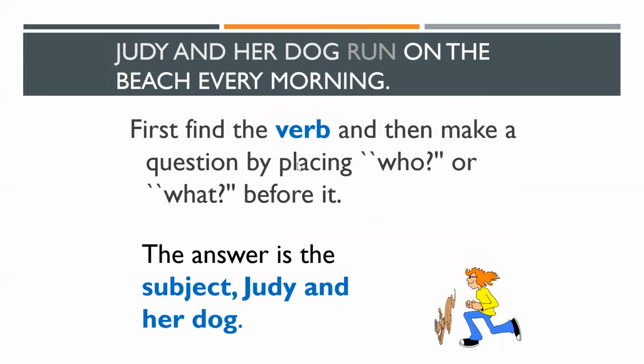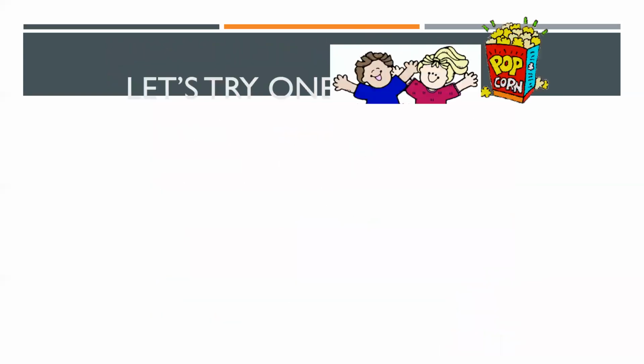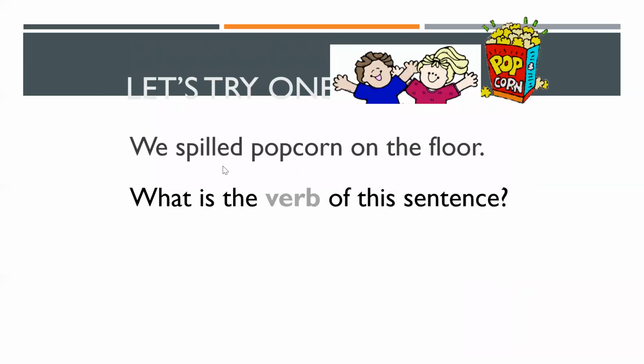Next one, let's try this one. We have the sentence, we spilled popcorn on the floor. What is the verb of this sentence? We is the subject and the predicate is spilled. Spilled, you have spill plus ed, and then the object here is popcorn, and on the floor is additional information about the place.